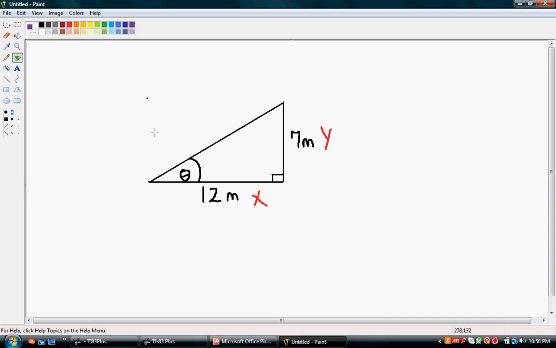And also we are going to label our sides either hypotenuse, opposite, or adjacent. So since this is the longest side, the side opposite of the right angle, we are going to call this the hypotenuse. We'll just use the abbreviation HYP. The side that is adjacent to the theta will be called adjacent. And the side that is opposite of our angle is going to be called the opposite side.